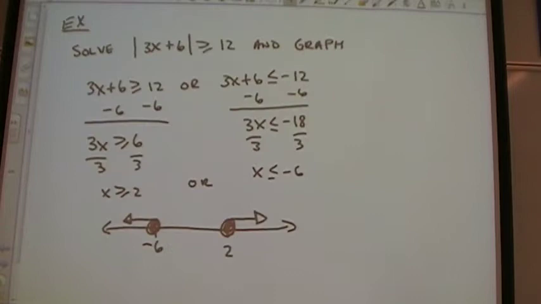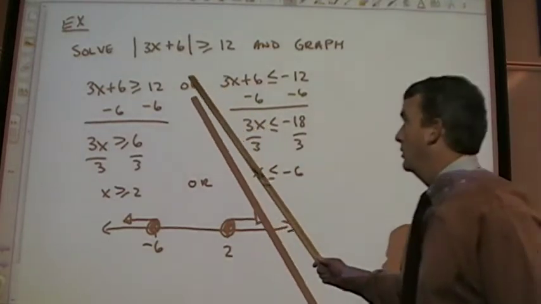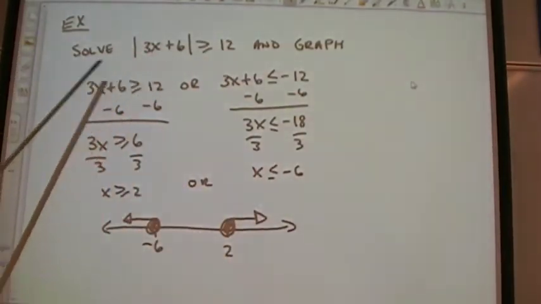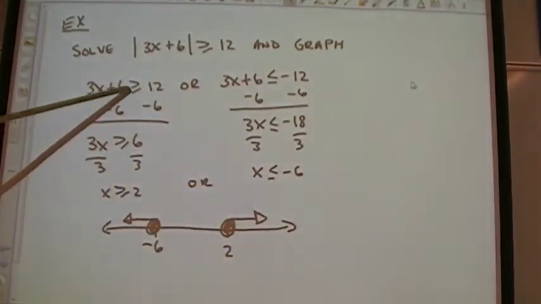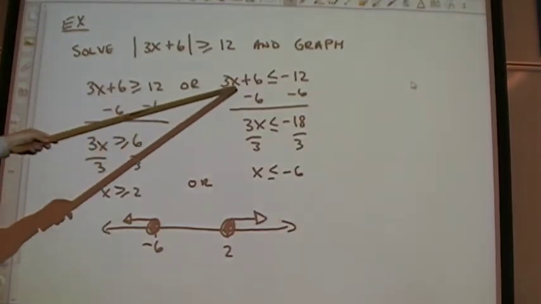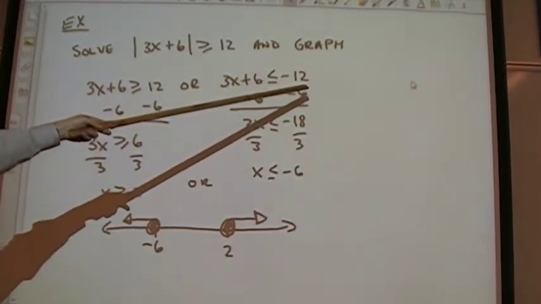Solve and graph. Solve the absolute value of 3x plus 6 is greater than or equal to 12, and graph. So the absolute value is isolated. It's by itself, so you can go straight to the rules, the OR rule. The first thing I do, this is my first equation, drop the absolute value symbols. 3x plus 6 is greater than or equal to 12, or 3x plus 6 must be less than or equal to negative 12.